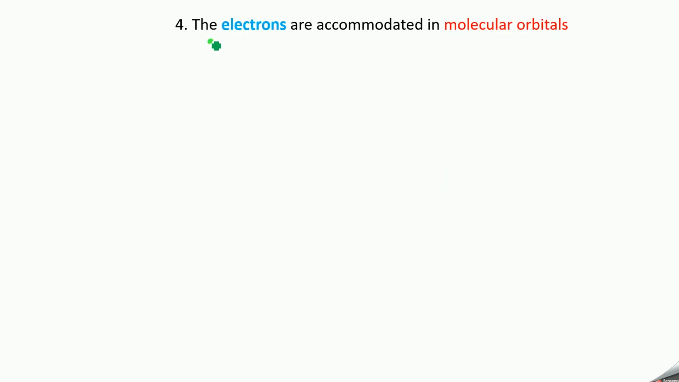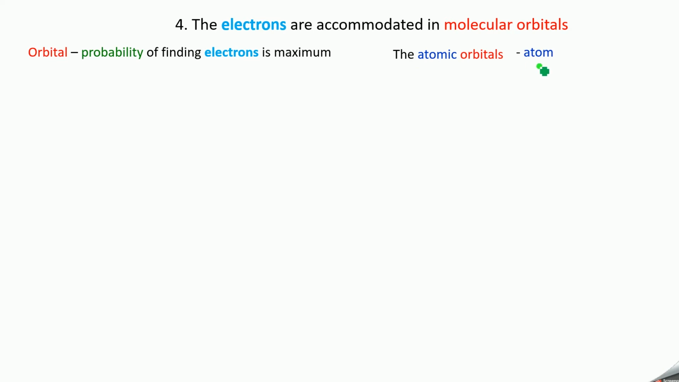So the fourth one is that the electrons are accommodated in molecular orbitals. What is an orbital? An orbital is the place where the probability of finding the electron is maximum. So you can see the electrons only in orbitals. You have learned atomic orbitals. The atomic orbital is for atoms. This you have studied in atomic structure.